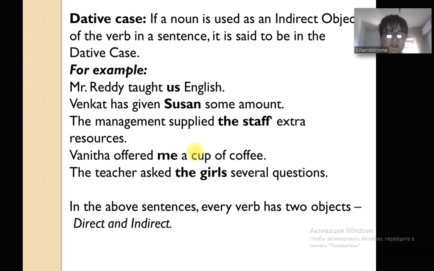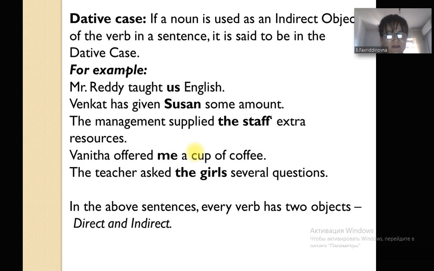"The management supplied the staff extra resource." Here you can see the staff is dative case in this sentence. And "Vanessa offered me a cup of coffee." "The teacher asked the girls several questions."